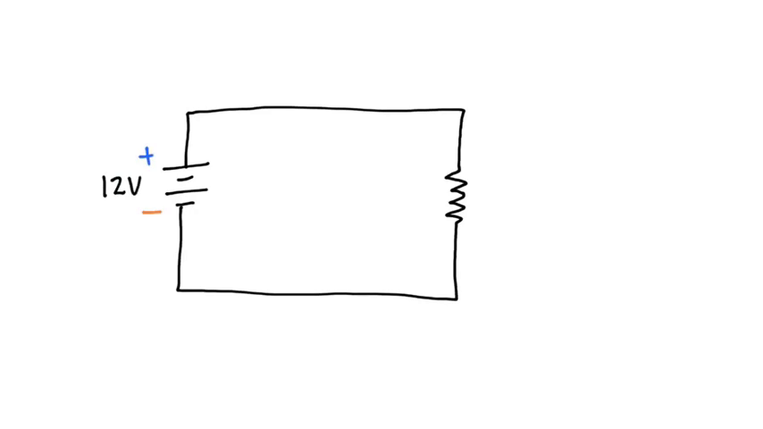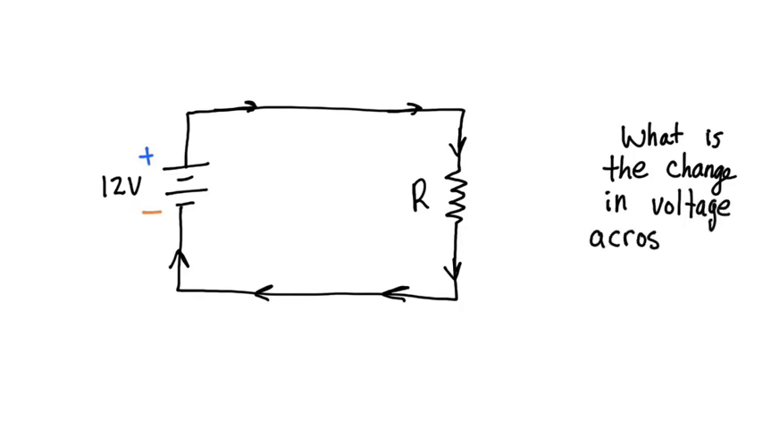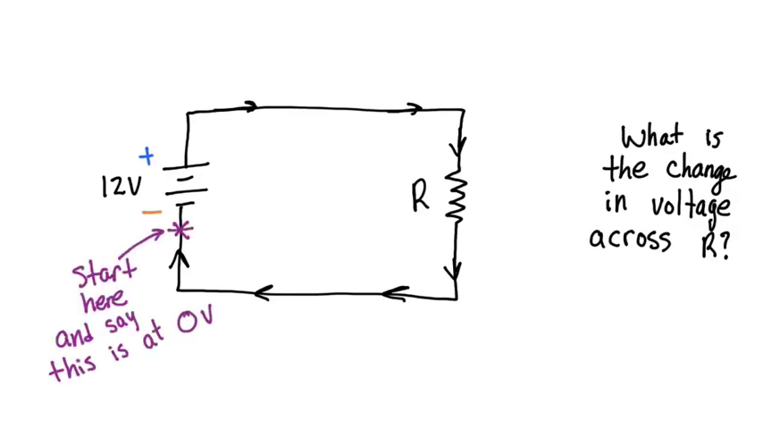To start exploring this law, let's draw a simple circuit with a 12-volt battery as a source of potential. This will cause current to flow through the circuit. The question that we will pose is, what is the change in voltage across resistor R? Well, let's start at a certain point along the circuit that is just before the battery and label this as 0 volts. We'll also call it point A as a reference.